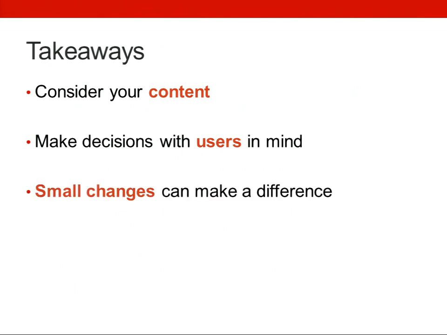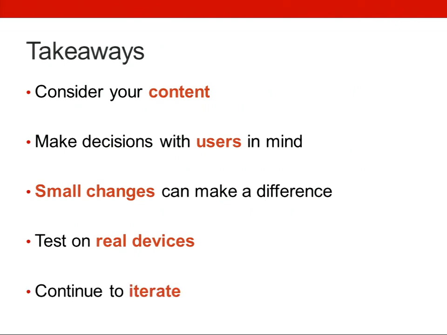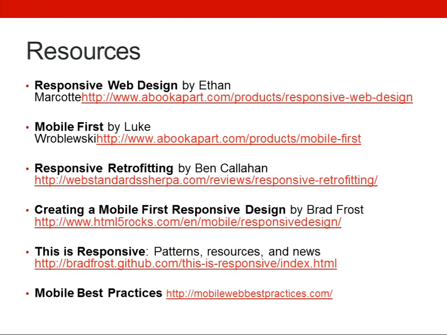Small changes can make a difference. You don't need to do a big redesign in order to improve the user experience. Test on real devices. A lot of people talk about responsive, you can do it all on the desktop, but there's something different about the experience that you have on a phone or on a tablet. It's more than just what's visually there. There's also a tactile experience that you need to consider in making your designs. And iterate, iterate, iterate. We're very agile at JSTOR, and it's very important to always be thinking about improving and what's next.